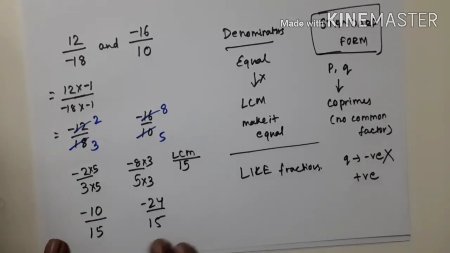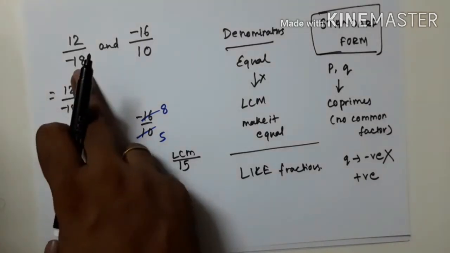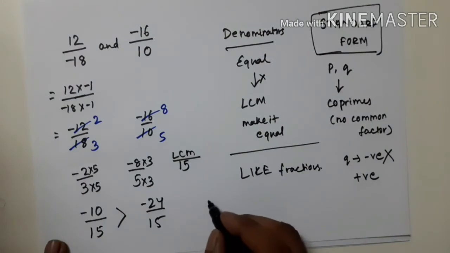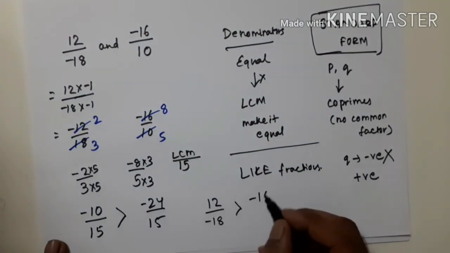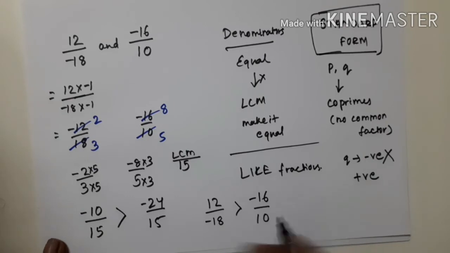So easily we can compare now, as they are like fractions, the denominators are the same. So is minus 10 bigger or minus 24 bigger? Obviously as they are negative, we will think the reverse way. So minus 10 is greater. Since minus 10 by 15 is nothing but 12 by minus 18, we can say 12 by minus 18 is greater than minus 16 by 10.